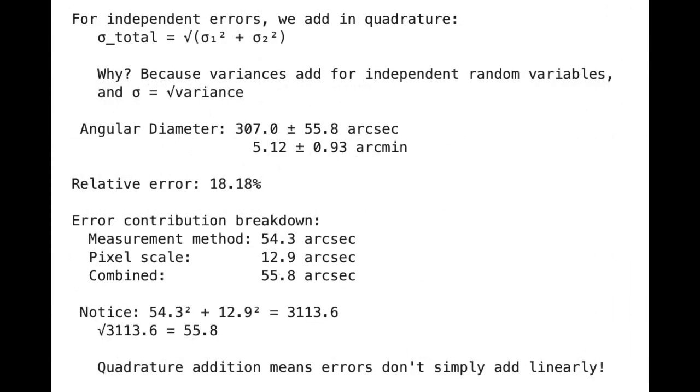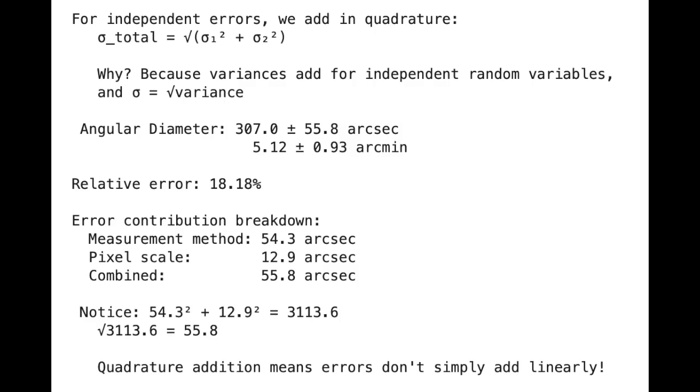So we've got two sources of angular error: measurement method and pixel scale. Now the question is, how can we combine them? Well, we can't just add errors. We need to add them in quadrature. Square each one, add the squares, take the square root. This actually comes from statistics. Variances add for independent variables, and standard deviation is the square root of the variance.